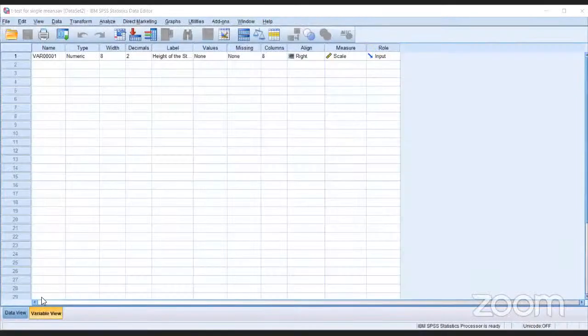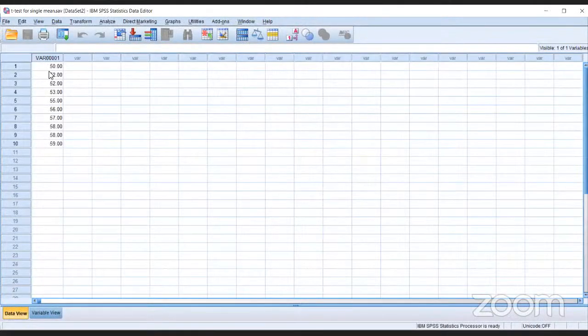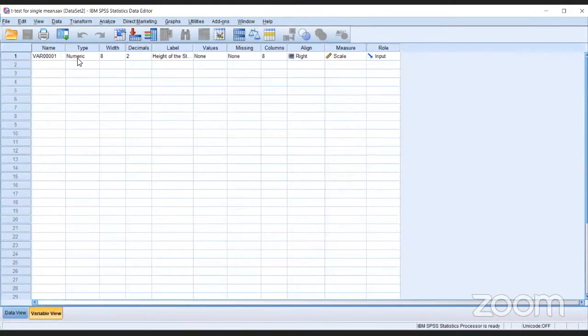Now I have entered the data in the data view. I entered the 10 students of a school. What happens when you go to variable view? These are numeric, the height of the student, and value is nothing. It is a quantitative variable, so we cannot give any labels or values here. And the measure is scale, the quantitative type. So we are working with this one.